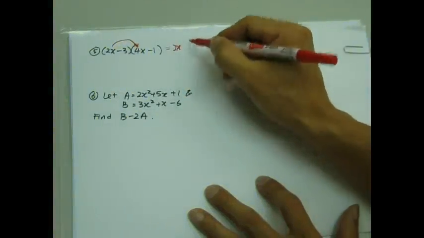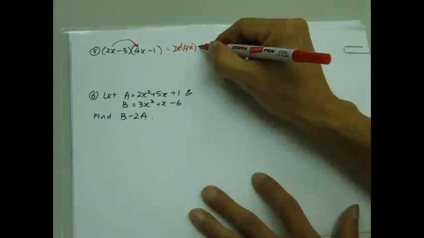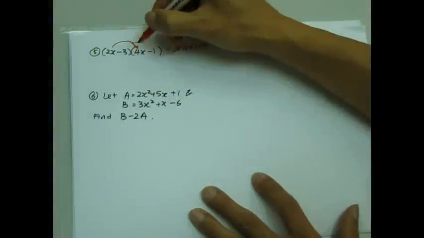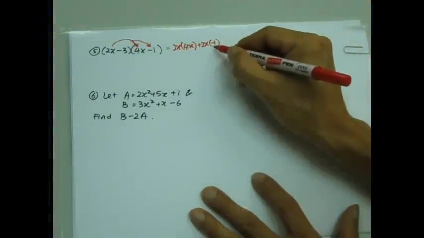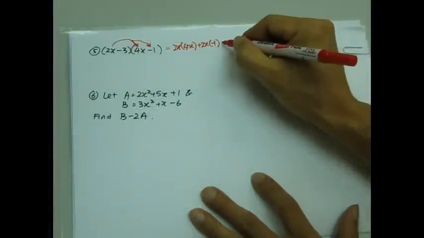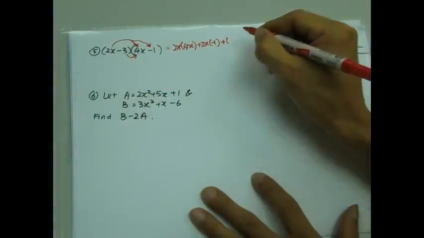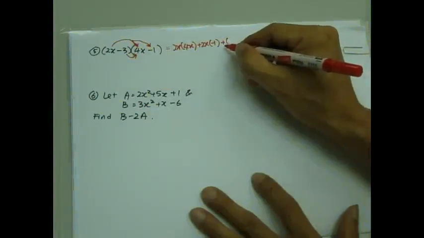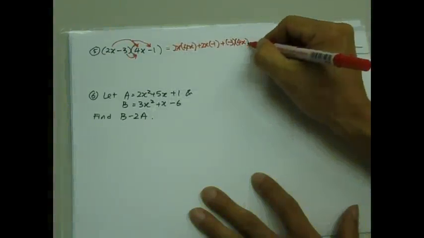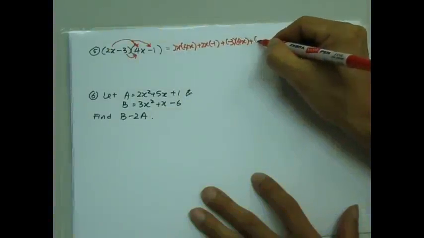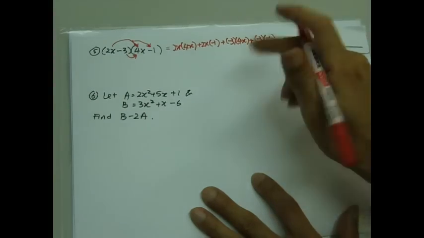So 2x times 4x, I'm using a bracket for clarity, and then plus 2x is now distributed to the next one, times negative 1, and use a bracket for the negative value, plus negative 3 times 4x. Because I have a plus here, I cannot put a negative immediately after the plus, so I have to use a bracket, times 4x, and then plus negative 3 times negative 1. Notice I use a bracket here as well.